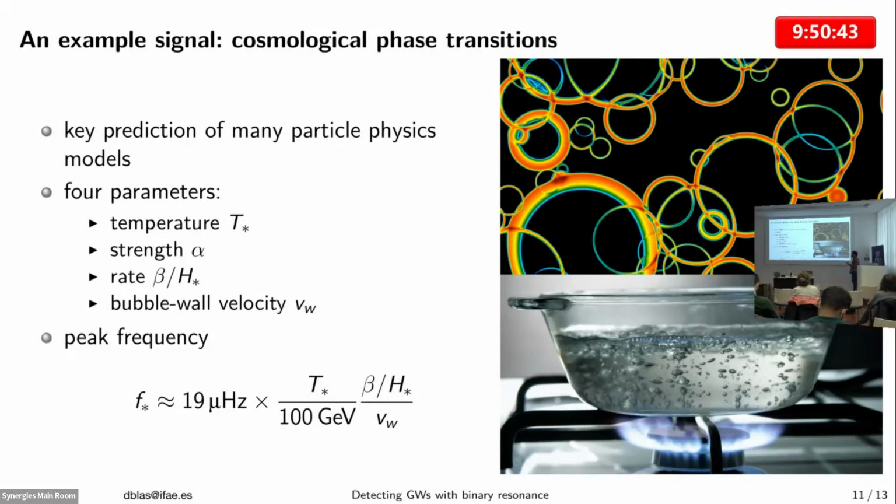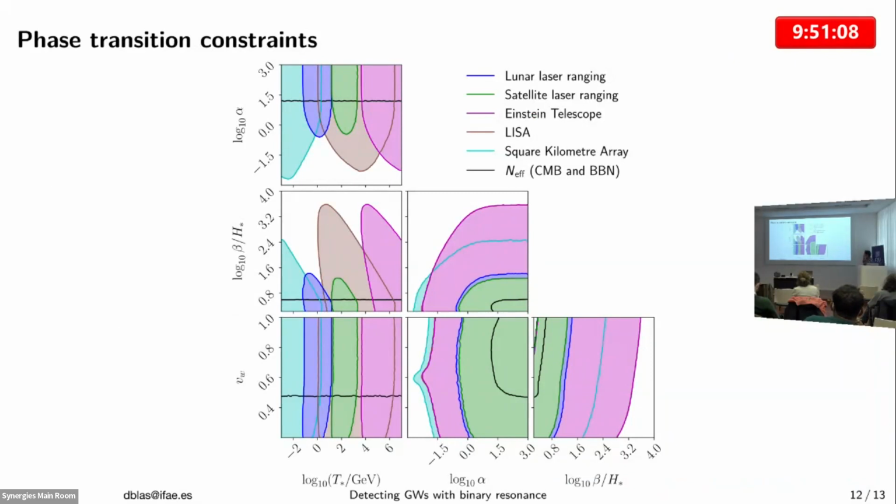So in principle, for LISA, people are playing with T to make it a bit higher to make this peak where they want. But if you take 100 GeV, this peak is where I want. And if you make it even smaller, you can go also below PTA. So in principle, there is some game here of which phase transitions you prefer. We did an MCMC analysis of which phase transitions are going to be visible by us. Let's take lunar laser ranging, blue. Which ones are going to be visible by LISA, SKA, and then we compare with effective bounds.